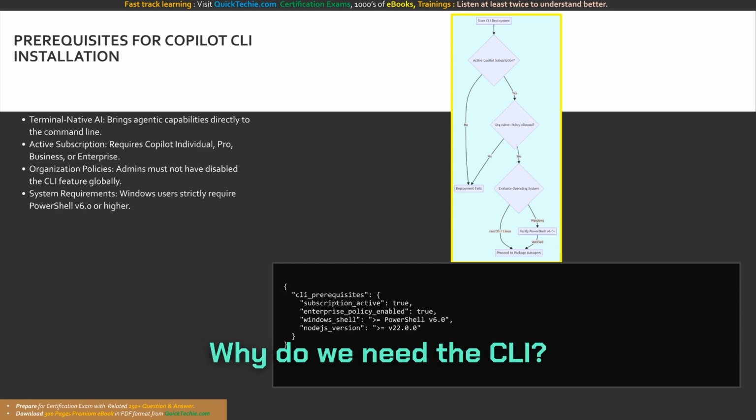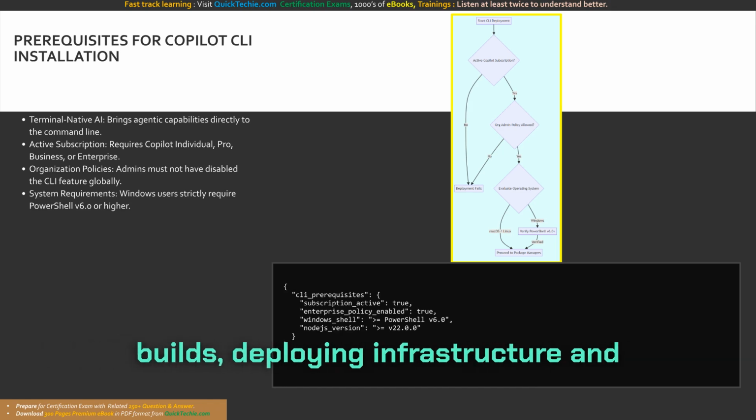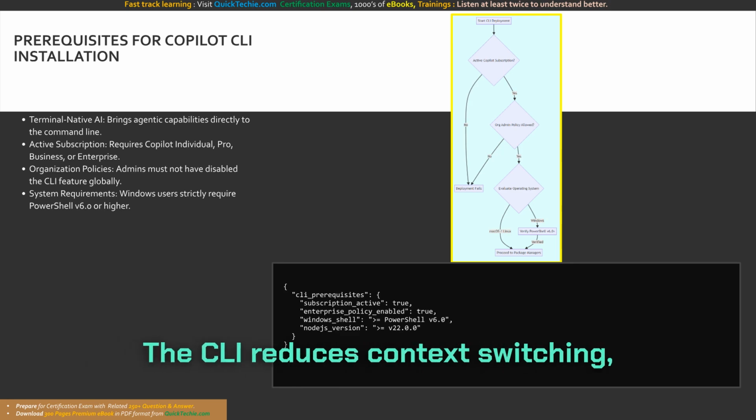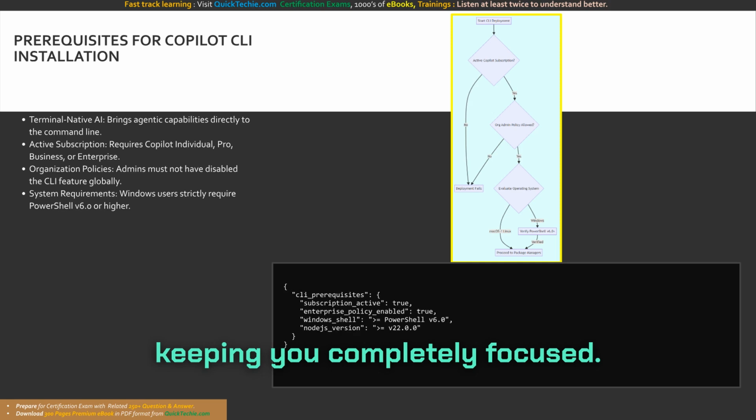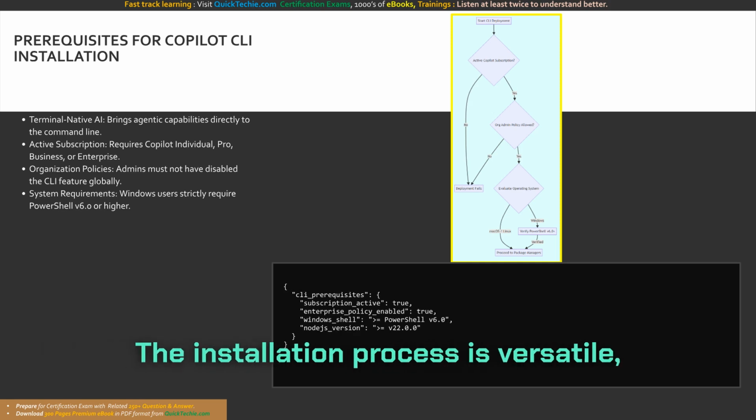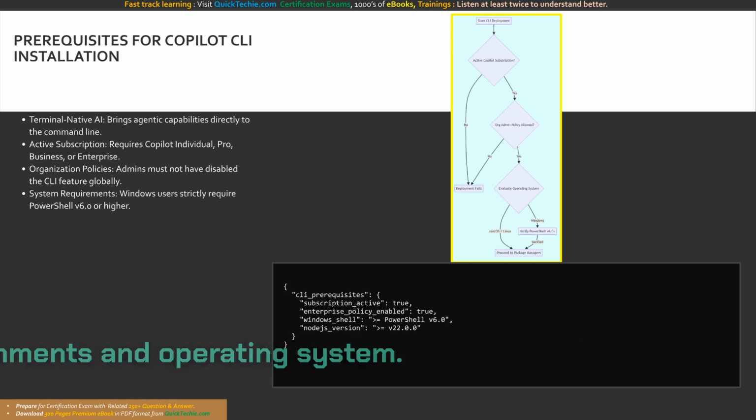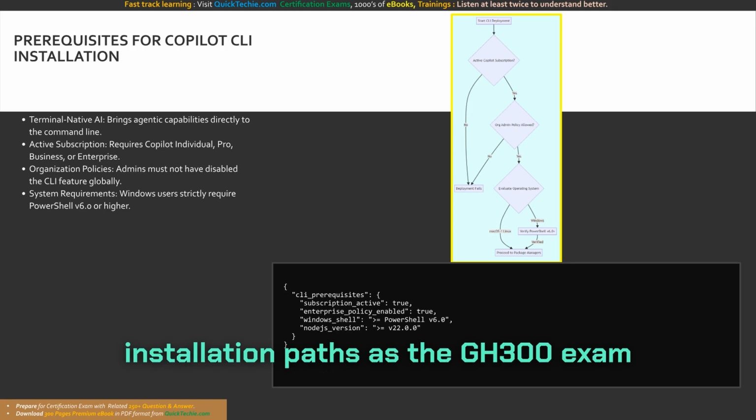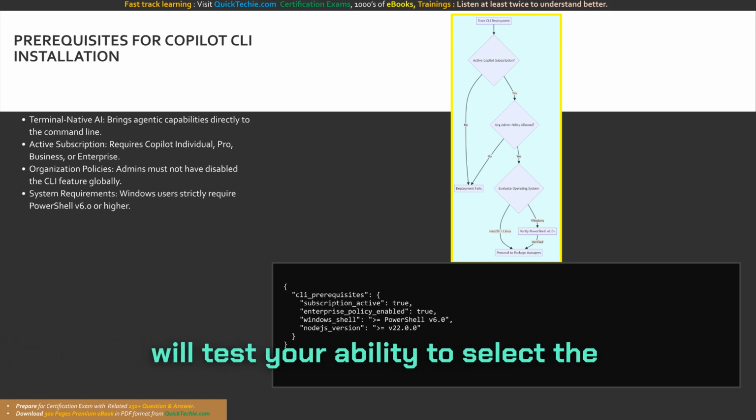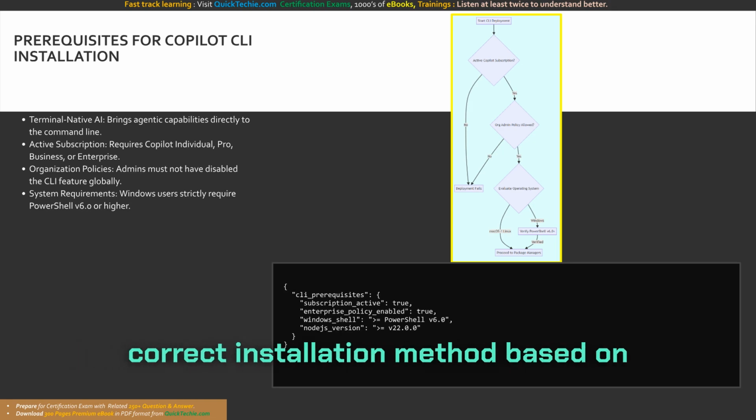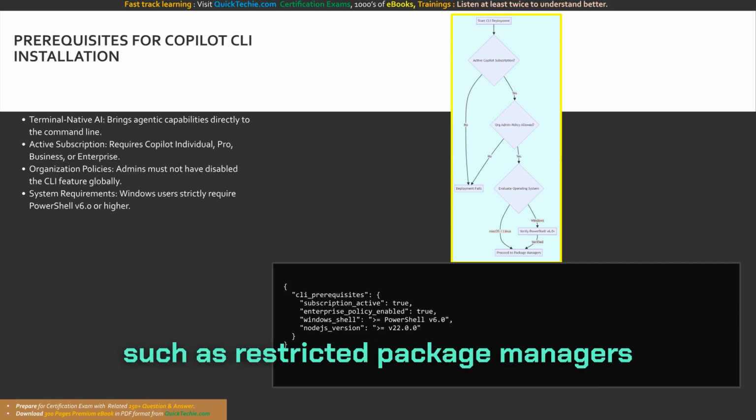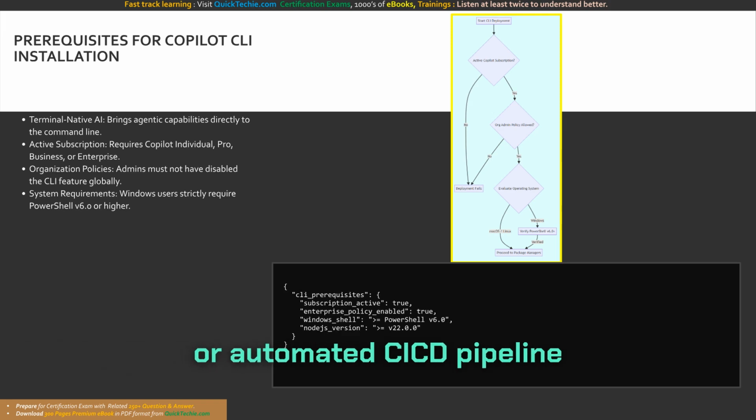Why do we need the CLI? Developers spend a massive portion of their day in the terminal executing builds, deploying infrastructure, and running Git commands. The CLI reduces context switching, keeping you completely focused. The installation process is versatile, catering to diverse enterprise environments and operating systems. You must master each of these installation paths, as the GH-300 exam will test your ability to select the correct installation method based on specific environmental constraints, such as restricted package managers or automated CI/CD pipeline deployments.